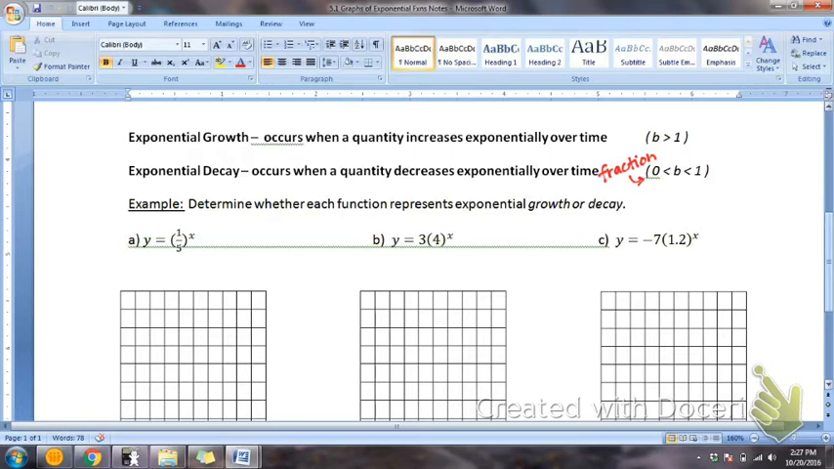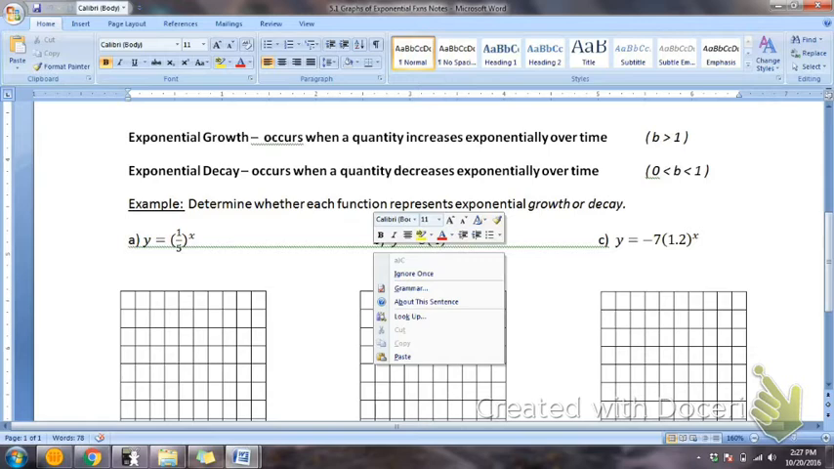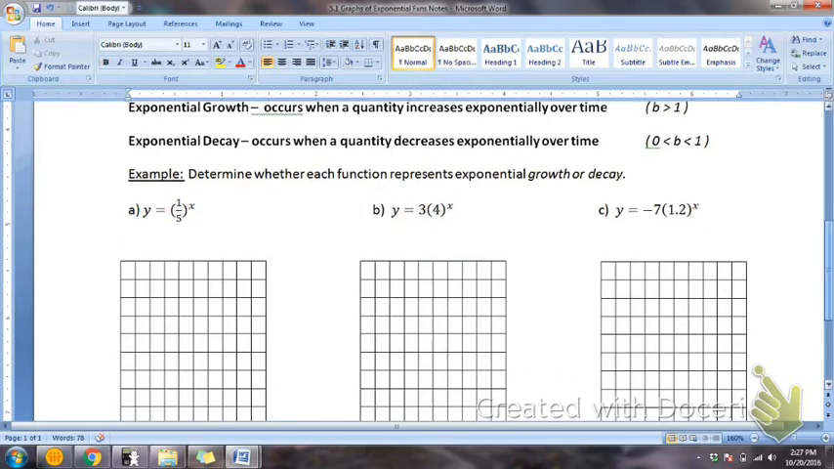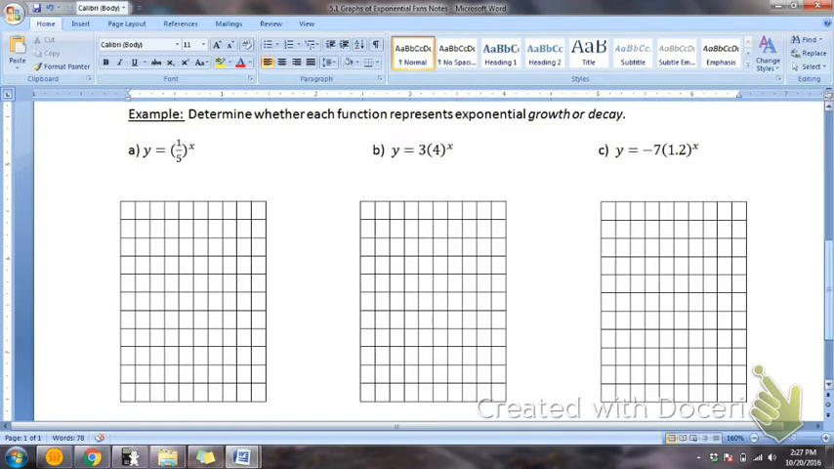All right, so examples A, B, and C says determine whether each function represents growth or decay. But not only growth or decay, but I want us to create a table of values, and I changed that on your notes, didn't I? I just didn't change it on mine. It says create a table of values. So I changed that on yours, but not on mine.